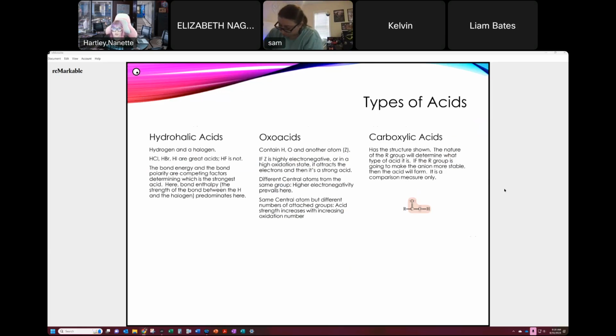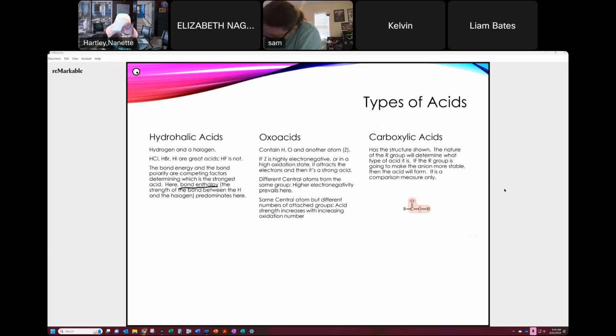The bond energy and the bond polarity are competing factors determining which is the strongest acid. So the enthalpy, the strength of the bond between the H and the halogen, predominates here. We'll talk about that enthalpy later on, because I know we haven't covered that yet, but that is something that we will come back to for the third test, and we'll talk about it again there. When we talk about oxoacids, we're talking about HO and something that's attached to it.